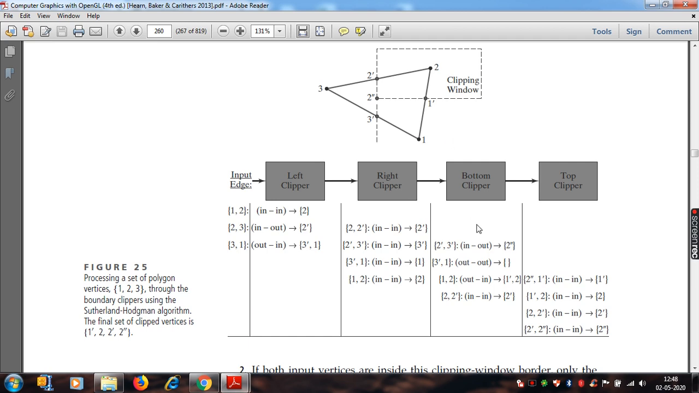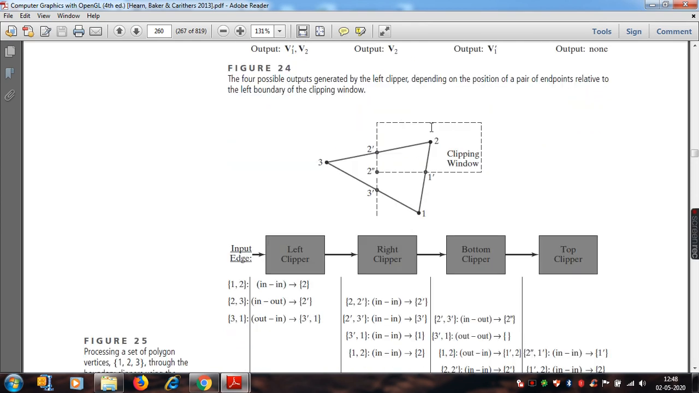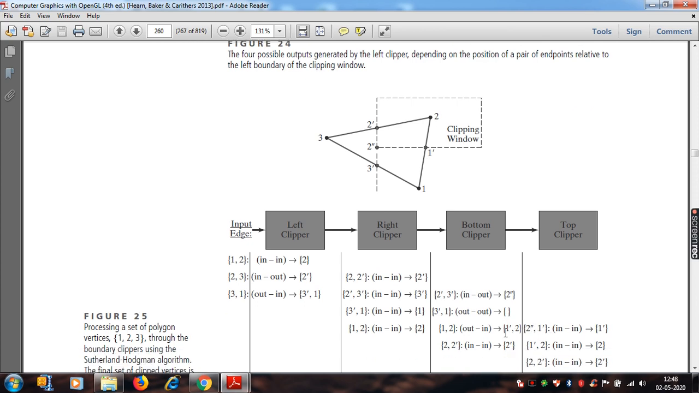Next stage, 1 to 2. So outside to inside. Outside to inside, what are we doing? V1 dash and V2 we are doing. So 1 dash and 2 will be sent to the clipper. Next stage. Understand? Similarly, last 2 and 2 dash. 2 and 2 dash means both are inside. So the second vertex we are going to pass, that is 2 dash.